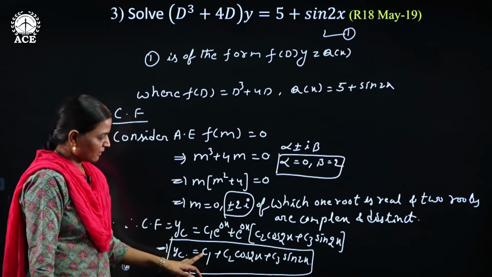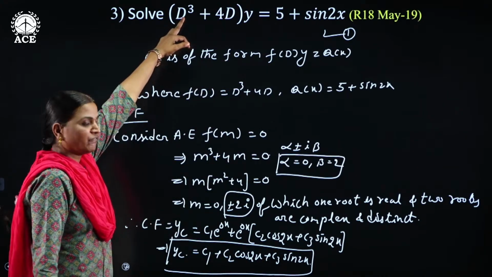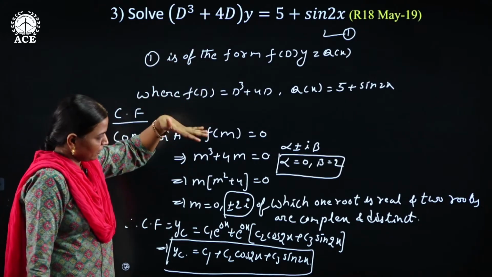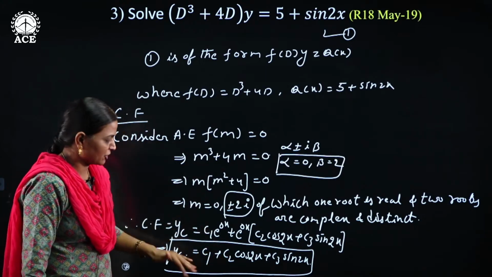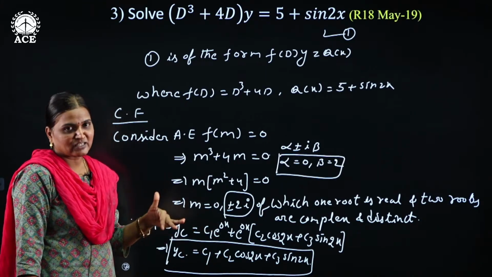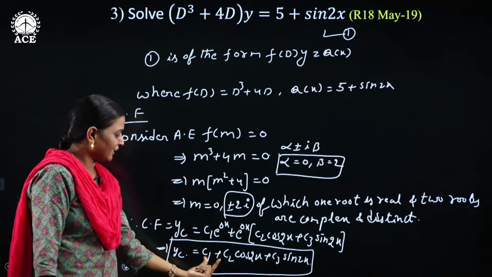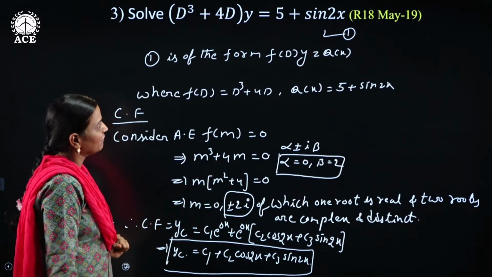Here, how many arbitrary constants are there? 1, 2, 3. And what is the order of the given differential equation? 3. So the arbitrary constants are only in the complementary function. The particular integral does not contain any arbitrary constant. So that's why the complementary function contains the total number of arbitrary constants. So this is the complementary function.